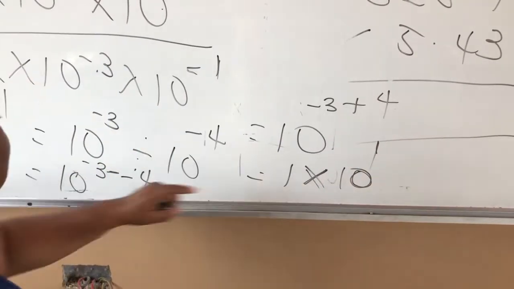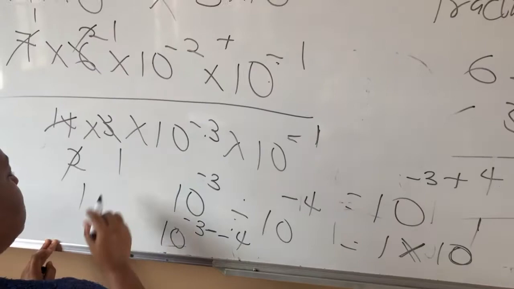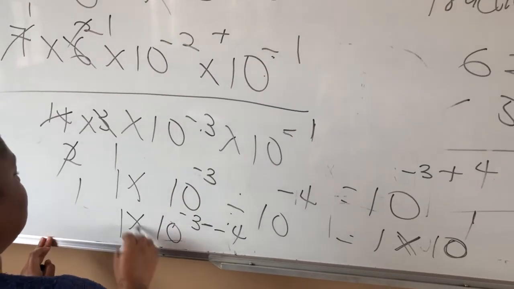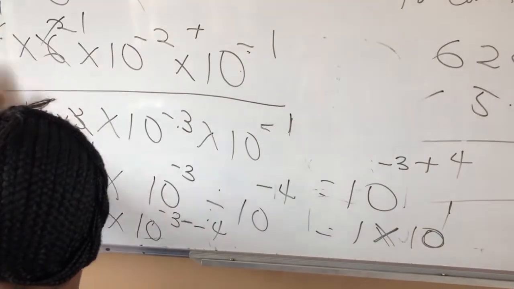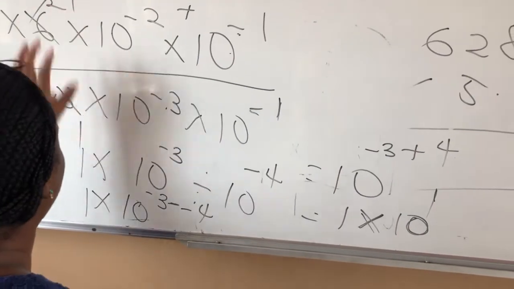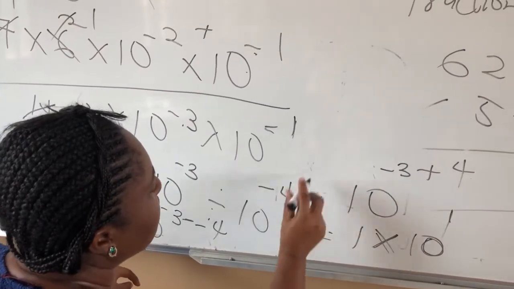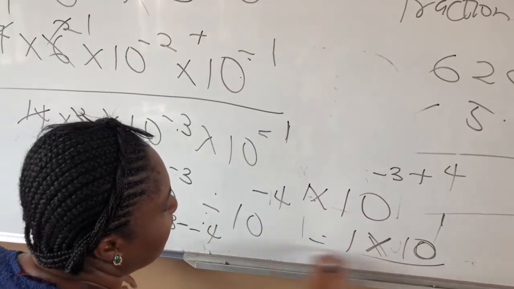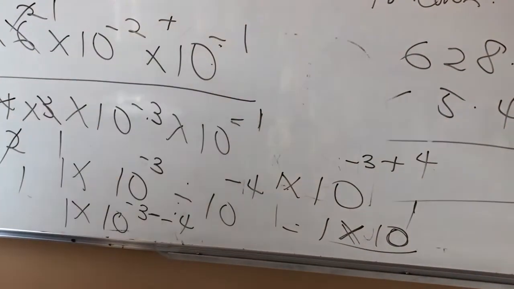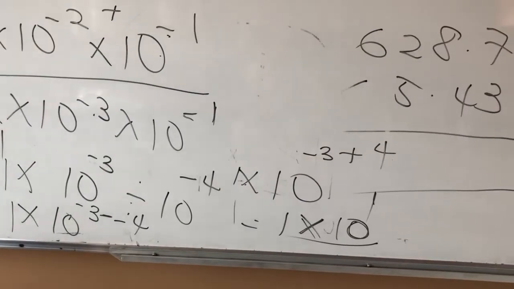So this one that I brought, you can bring your 1 here too. So 1 times this, 1 times this. The 1 is gotten from the cancellation that I did here. So I brought my 1 here, I brought my 1 here, then my final answer is 1 times 10 raised to the power 1.